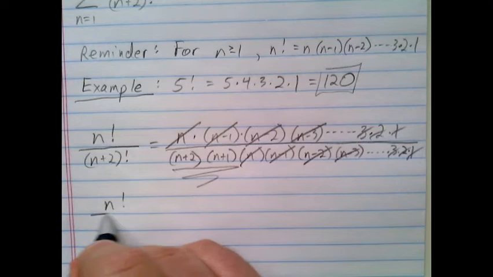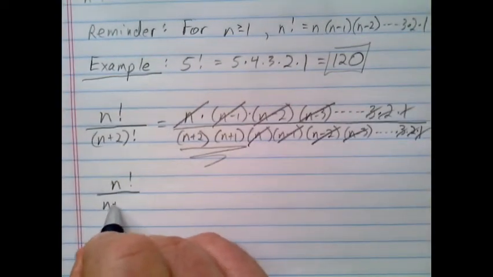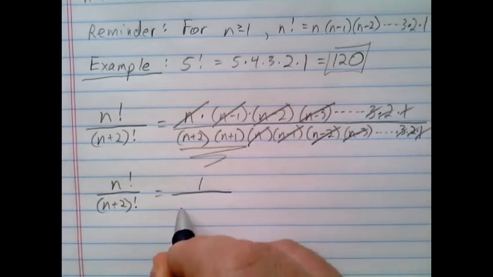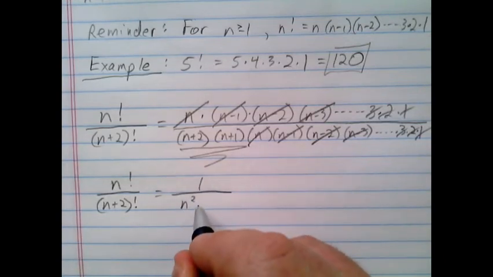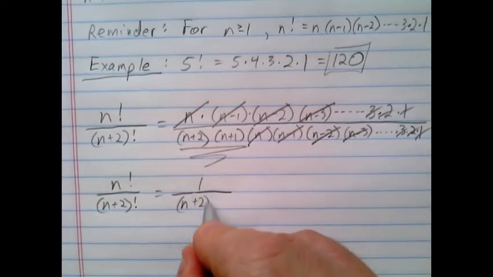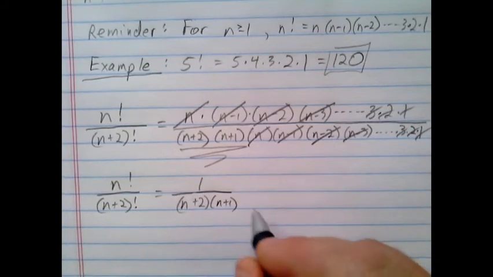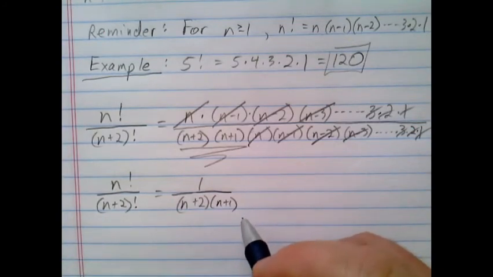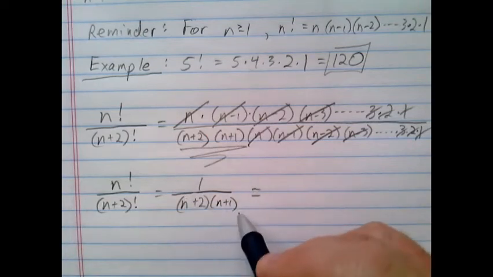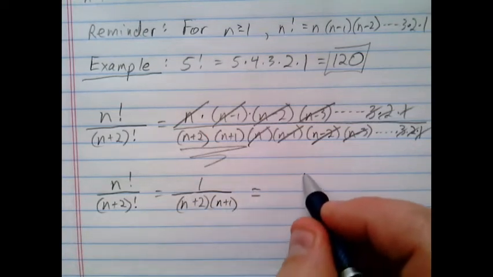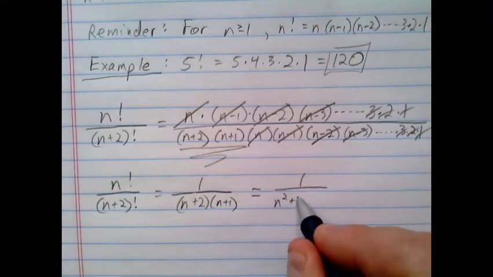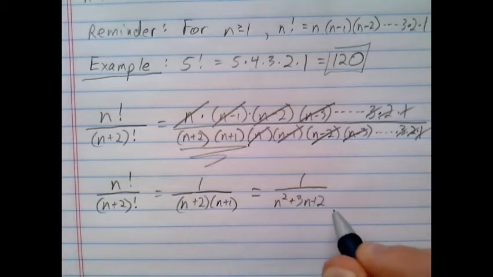So, n factorial over n plus 2 factorial equals 1 over n squared. I'm sorry, I don't want to get ahead of myself. 1 over n plus 2 times n plus 1. Now, in this case, at this point, it would be useful to go ahead and multiply that out, because if I multiply it out, I get an n squared, and I guess I'm going to have a 3n and a plus 2.